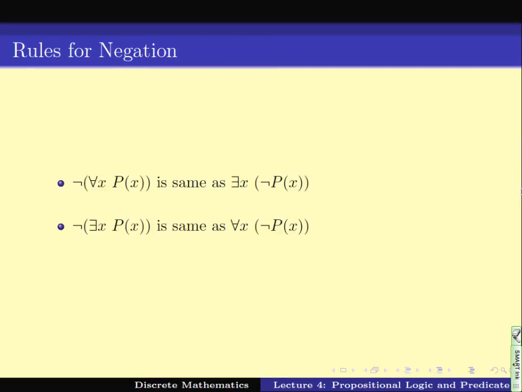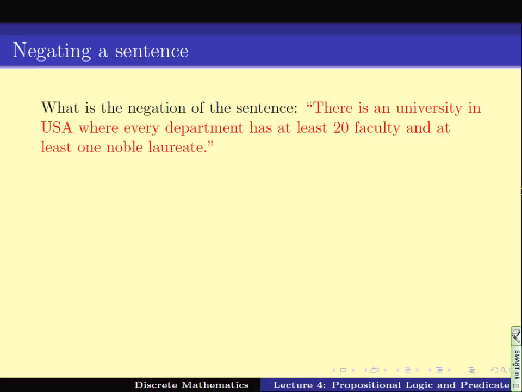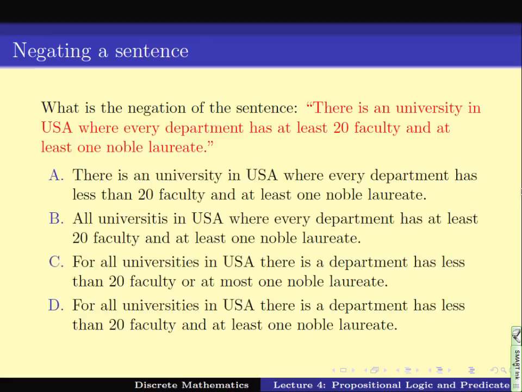Okay, now moving on, let's try to see if we know how to apply the rules of negation. So here is a sentence. There is a university in USA where every department has at least 20 faculty and at least one Nobel laureate. So what would be the negation of this? Out of these four choices, which one is the correct negation?